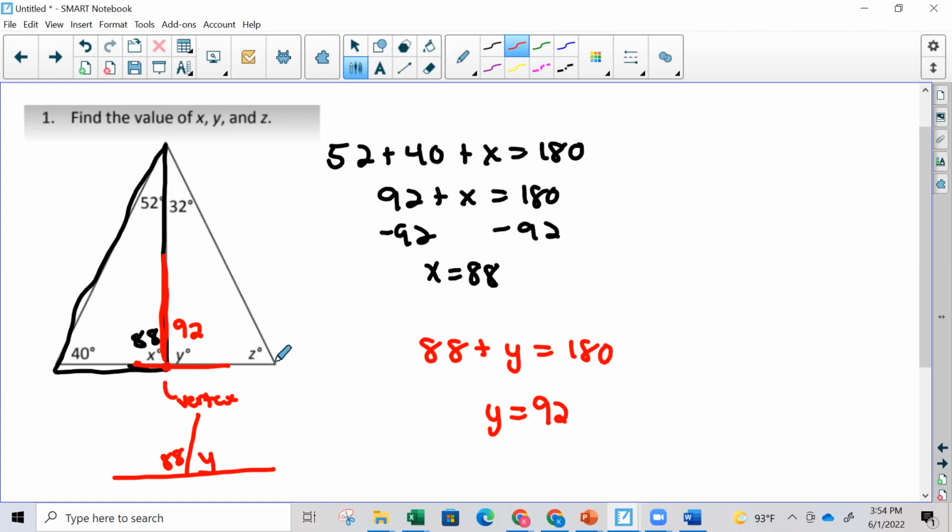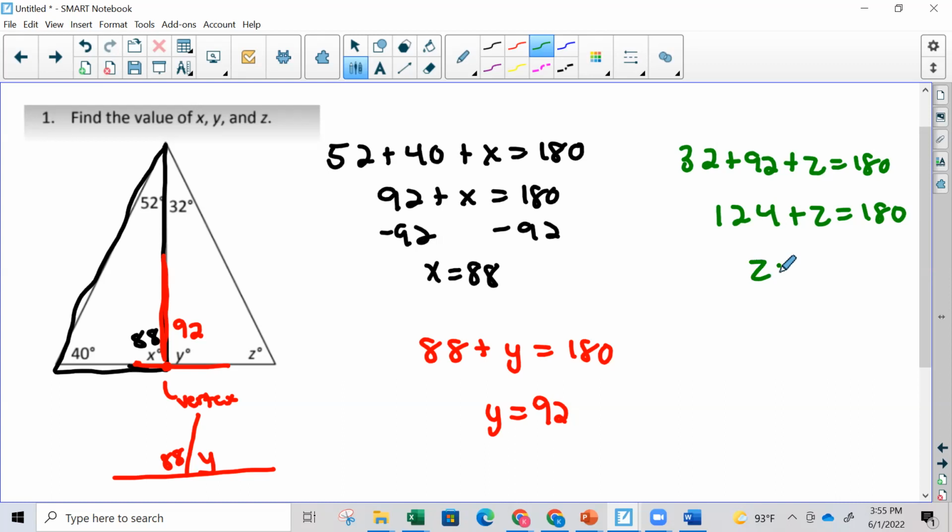Then z is our last one, and z is very similar to x now. We have this triangle. I know two of the angles, so I can find the third by adding those three angles and setting them equal to 180, or just doing 180 minus 32 minus 92. So 92 plus 32 is 124. And then if you do 180 minus 124, you get z is 56.